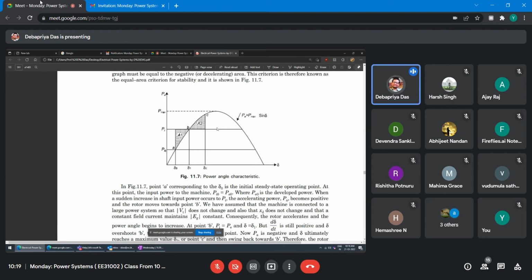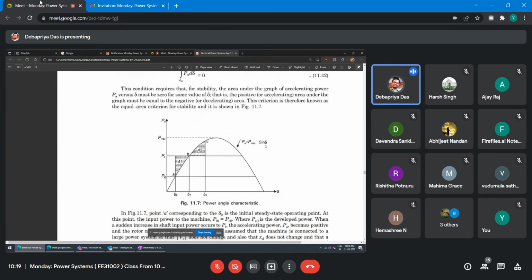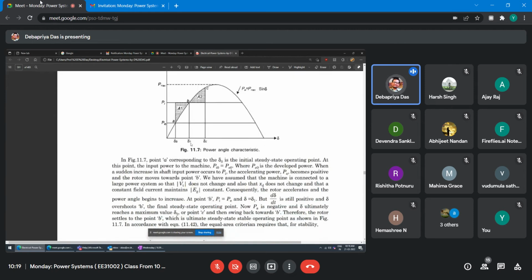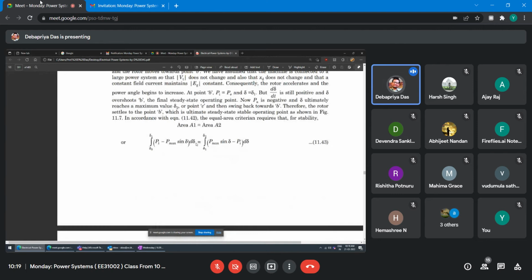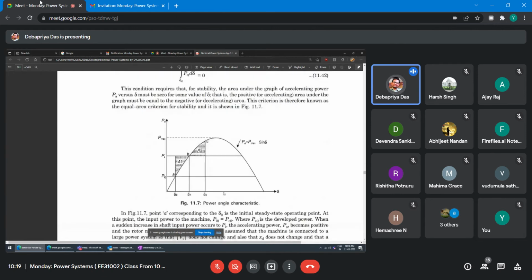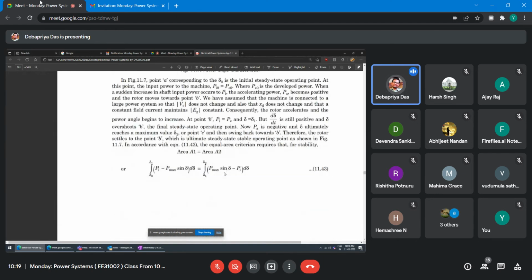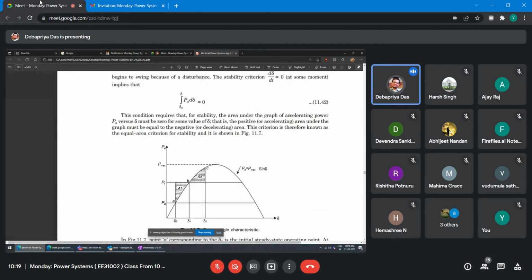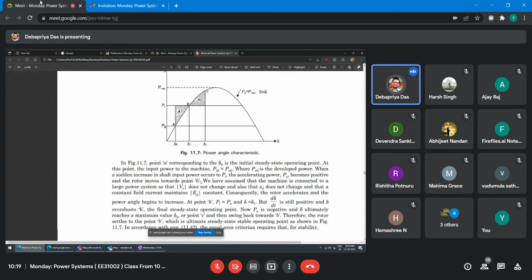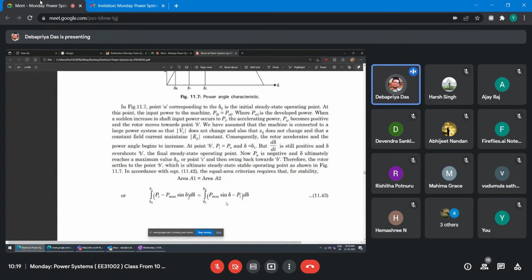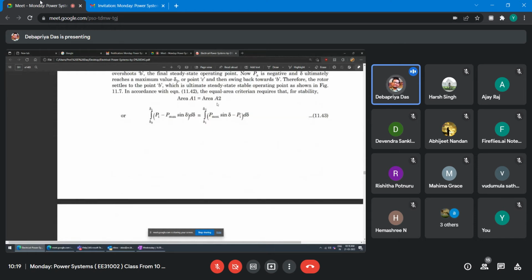So if you look into this, from delta 0 to delta 1, here it is Pi, and here it is P, or P max sine delta. So the integration from delta 0 to delta 1 of (Pi minus P max sine delta) d delta is equal to the integration from delta 1 to delta 2. If you look into the decelerating area, then it is P max sine delta, because here your P is greater than this Pi. So the integration from delta 1 to delta 2 of (P max sine delta minus Pi) d delta, right? These two simple equations, area 1 is equal to area 2.